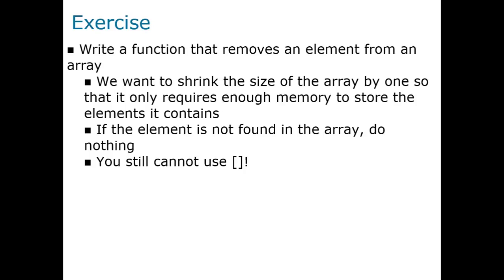We know how to search for things, right? We know how to search for stuff. So search for the element. We either find it or we don't. If we don't find it, then we don't have anything to do. If we do find it, then we kind of have to do what we did, but in reverse. I have to allocate for one size, for one element less, one smaller, and then copy everything over, making sure not to copy the value that I want to remove.